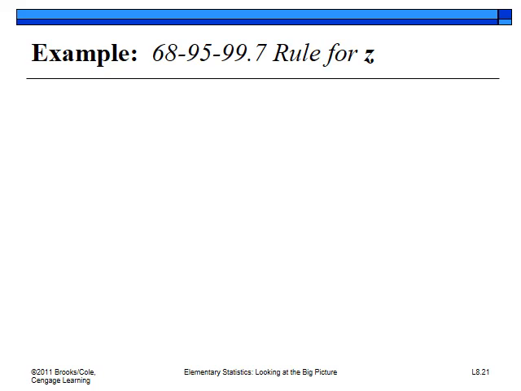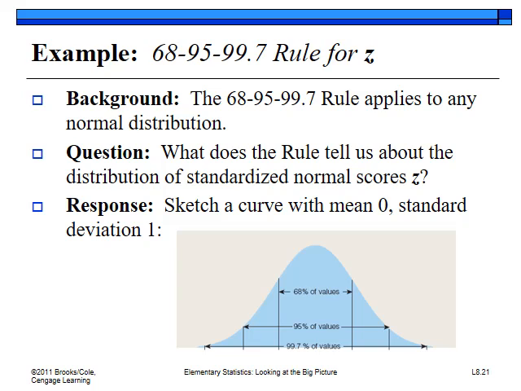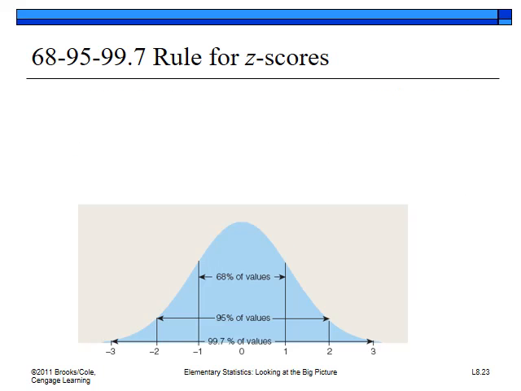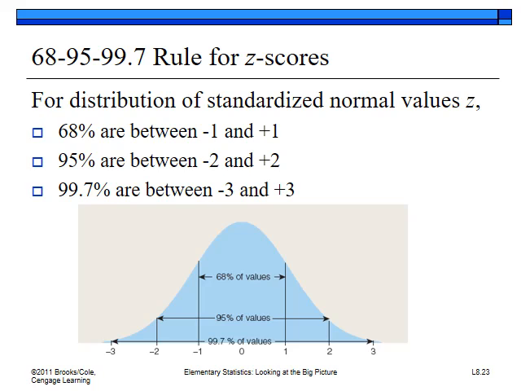So looking at the empirical rule, the 68, 95, 99.7 rule, in the context of z-scores, what does that rule tell us? Well, first let's take our distribution, sketch the curve, label the mean as 0 and the standard deviation as 1. Then we know that 68% of our data values will be between -1 and +1, 95% would be between -2 and +2, and 99.7% would be between -3 and +3.